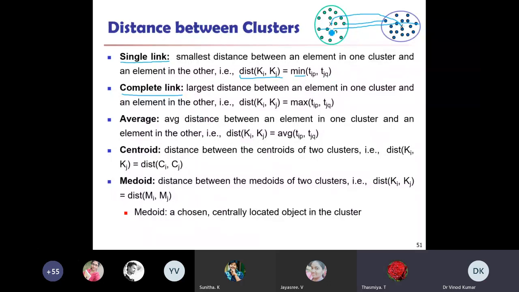And complete linkage means the furthest distance. In average linkage, we take the average distance between the elements of the two clusters, and this is treated as the average linkage. Then centroid is the distance between the centroids of two clusters, distance between Ki and Kj. In medoid also, as you know, medoids are the most centrally located points. So the distance between the medoids of two clusters will be treated as the medoid distance.